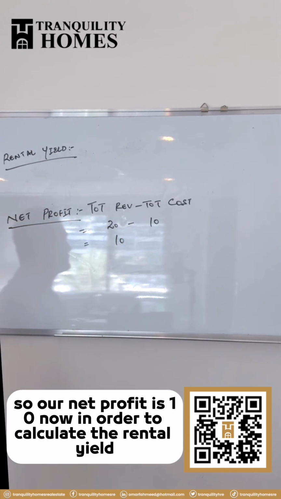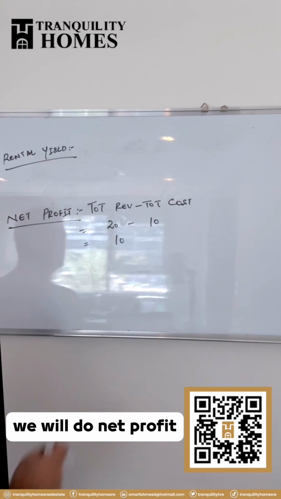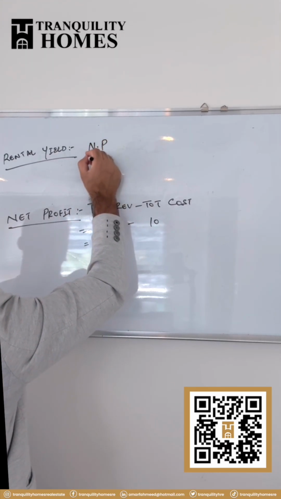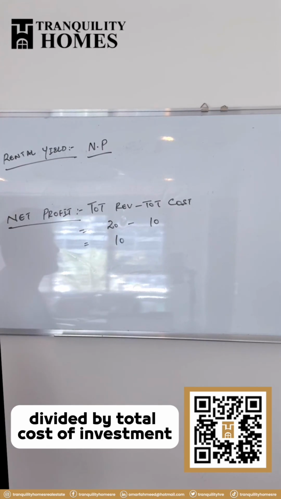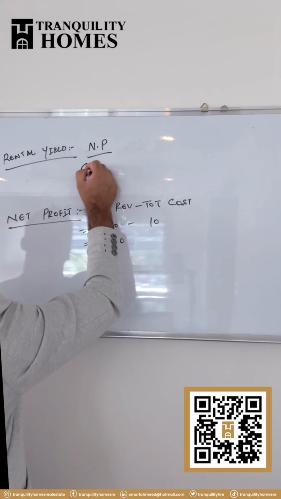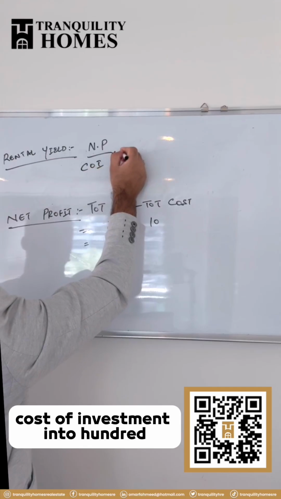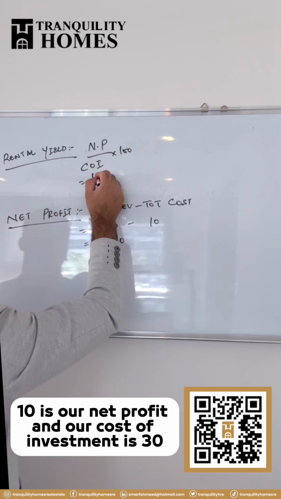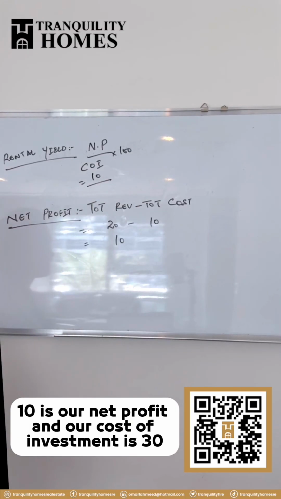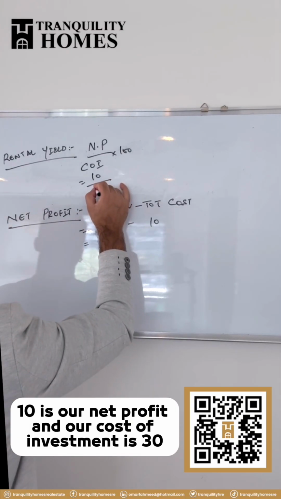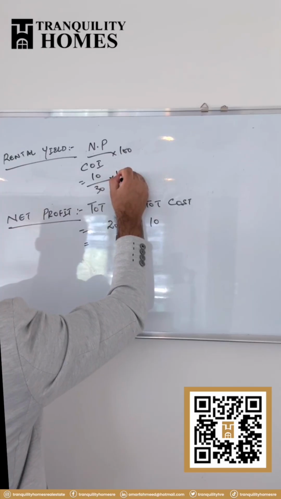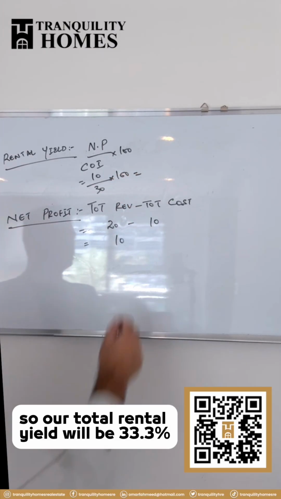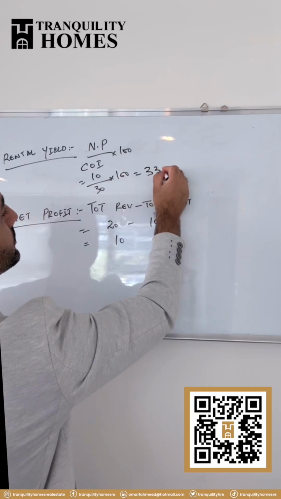Now, in order to calculate the rental yield, we will do net profit divided by total cost of investment, into 100. So let's say, for example, 10 is our net profit and our cost of investment is 30. So our total rental yield will be 33.3%.